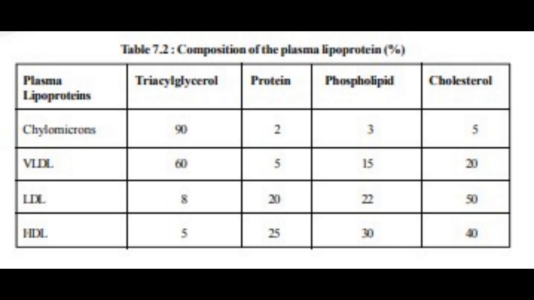VLDLs and LDLs are successively denser, having a higher content of protein and a lower content of lipid. HDL particles are the densest of the plasma lipoproteins. The apolipoproteins associated with lipoprotein particles have a number of diverse functions. They, A, serve as structural components of the particles, B, provide recognition sites for cell surface receptors, and C, serve as activators or coenzymes for enzymes involved in lipoprotein metabolism.